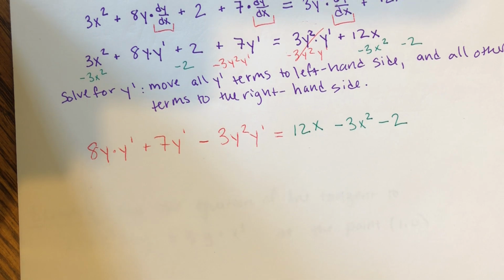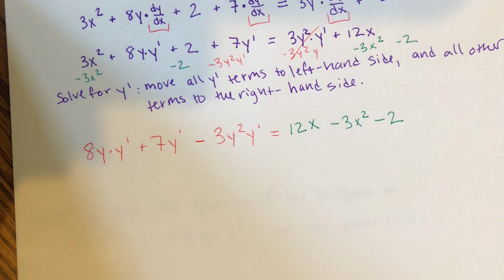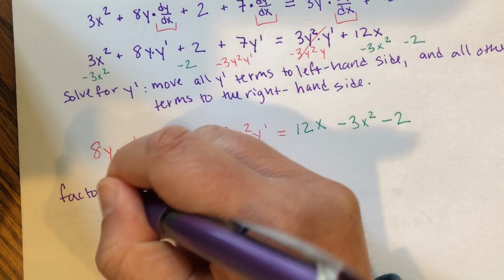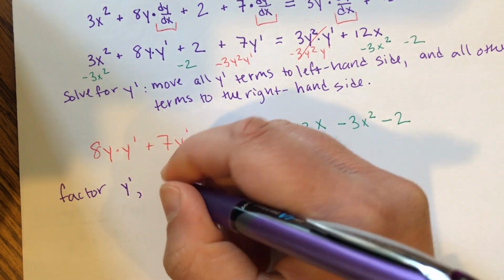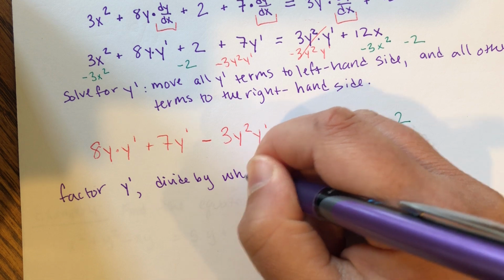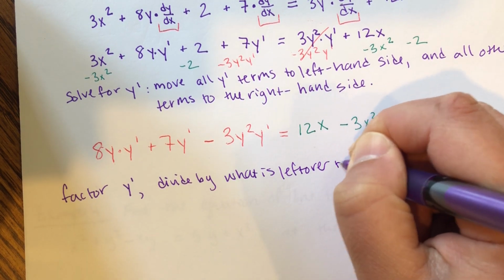Right, so rearranging, doing this step here leaves us with 8y y prime plus 7 y prime minus 3y squared y prime is equal to 12x minus 3x squared minus 2. Now, factor out the y prime and divide by what's left over to get y prime by itself.